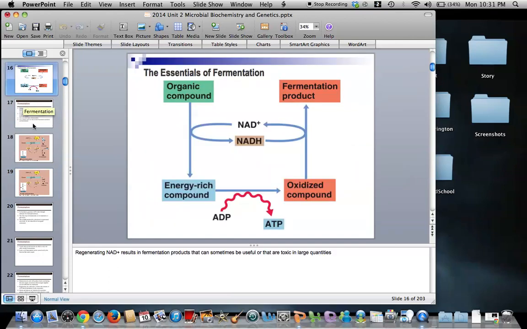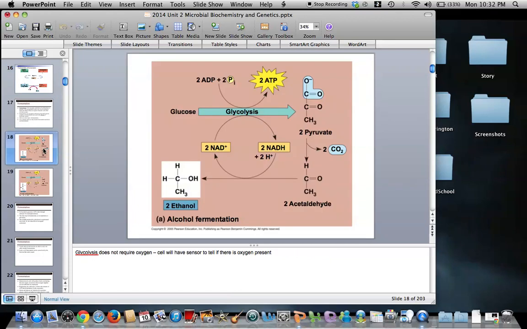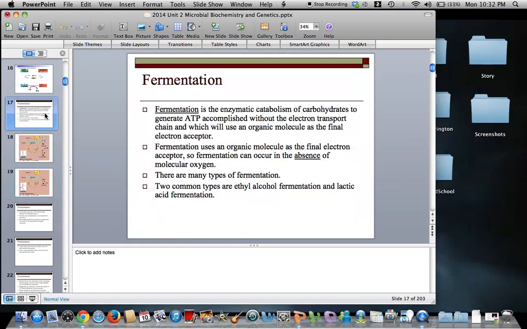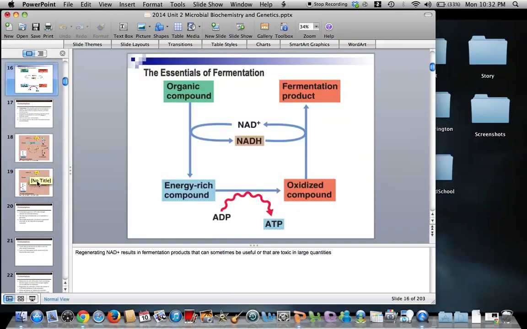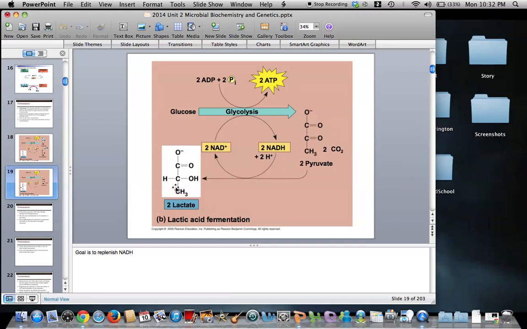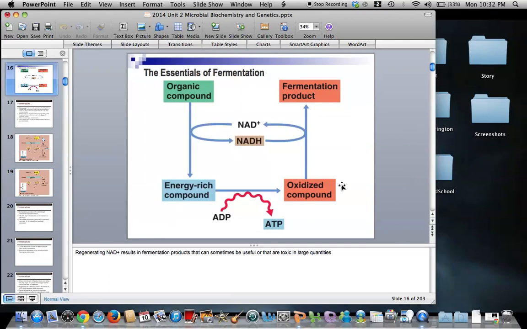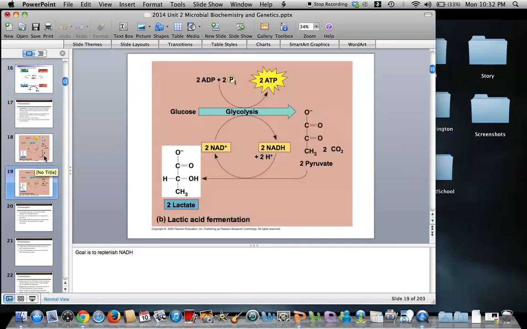Oh, maybe pyruvate is your oxidized compound. That would make more sense. Alright, so pyruvate is your oxidized compound, and then your fermentation product after getting reduced. So I was wrong the first time. This is the oxidized compound. So pyruvate is always your oxidized compound.